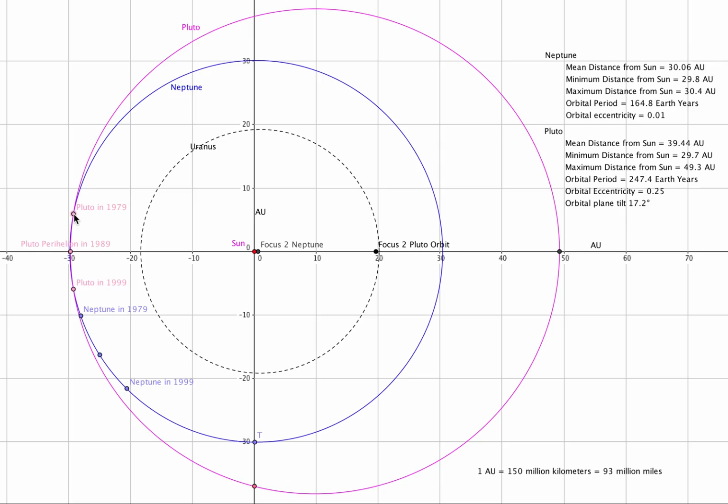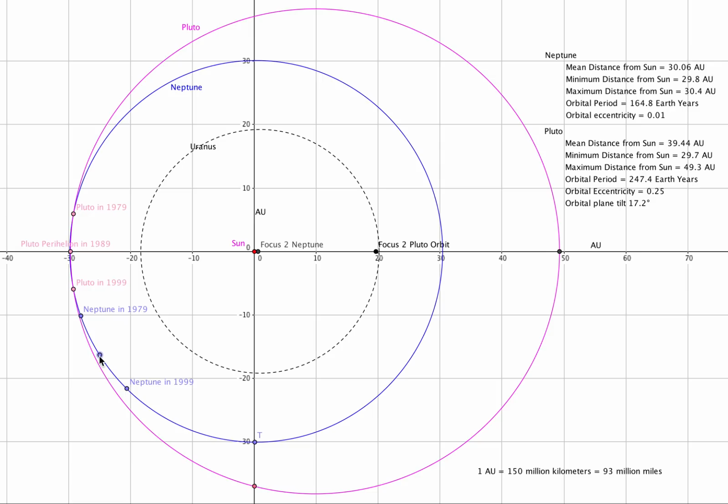Pluto entered into this region where it was inside in 1979 and exited in 1999. Around 1979, Neptune was around here, and when Pluto exited in 1999, it was around here. Pluto was at its perihelion close to 1989, and this is where Neptune was.